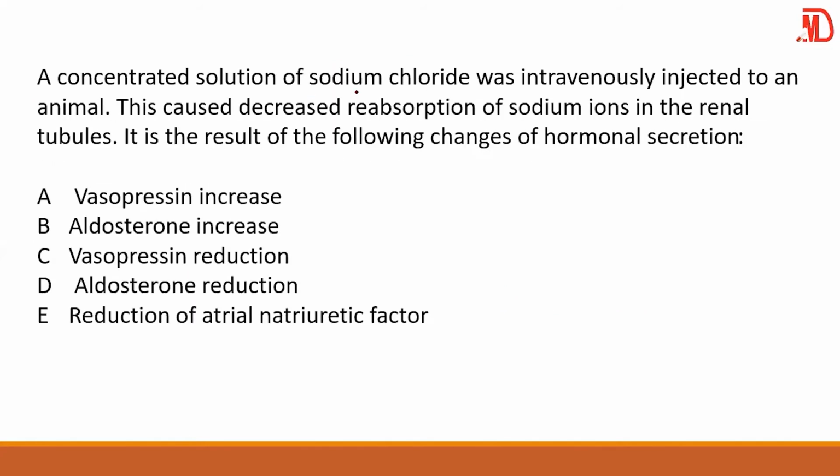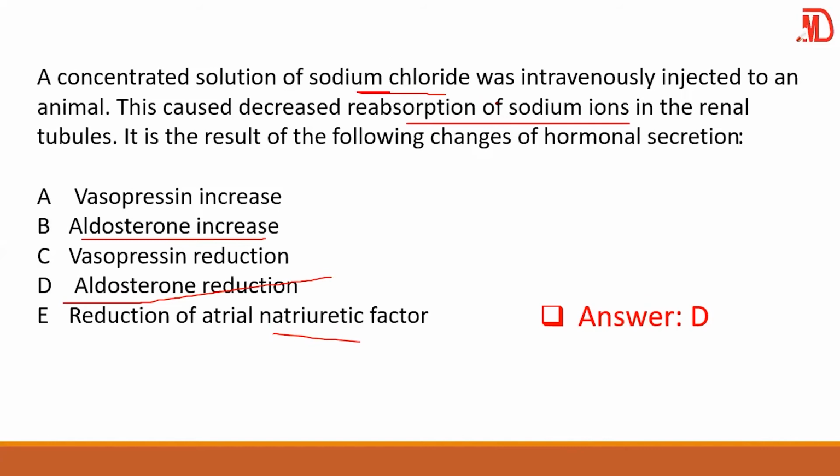A concentrated solution of sodium chloride was intravenously injected into an animal. This caused a decrease in the reabsorption of sodium ions. It is the result of which of the following changes of hormonal secretion? Again, what do you look out for? If they are mentioning sodium, what comes into your mind? You are thinking of aldosterone. So that means aldosterone is reduced. If there's a reduction of sodium reabsorption, that means sodium will be excreted. In aldosterone increase, there will be absorption of sodium. But in reduction, sodium will be excreted out. So your answer is D.